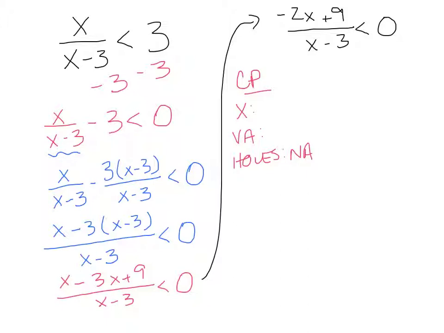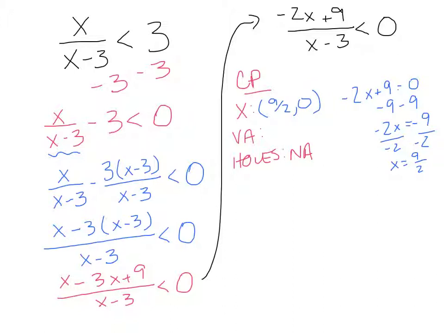The x-intercepts are what's going to make the top equal to 0. So I need to figure out what's going to make negative 2x plus 9 equal 0. Well, now that's just an equation you have to solve. So negative 2x equals negative 9. Divide both sides by negative 2. You get x equals 9 halves. So the x-intercept, or one of my critical points, is going to be 9 halves. Vertical asymptote is what makes the bottom equal 0, and in this case it's x equals 3.